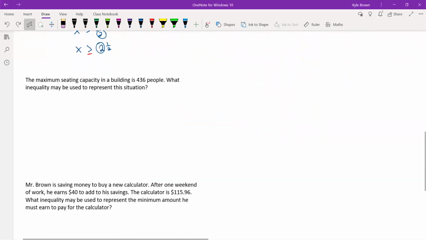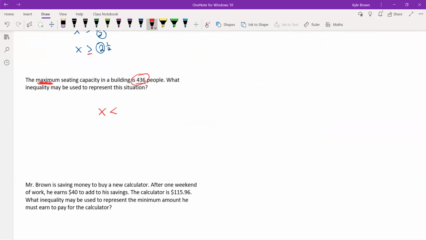Let's quickly go over some word problems to see how we would write these out. This one says the maximum seating capacity in a building is 436 people. How would you write that as an inequality? First, let's figure out what we're looking at. It says the maximum seating capacity. If the seating capacity is x, how many people it can fit, then since it's the maximum, I've got to be less than this number.